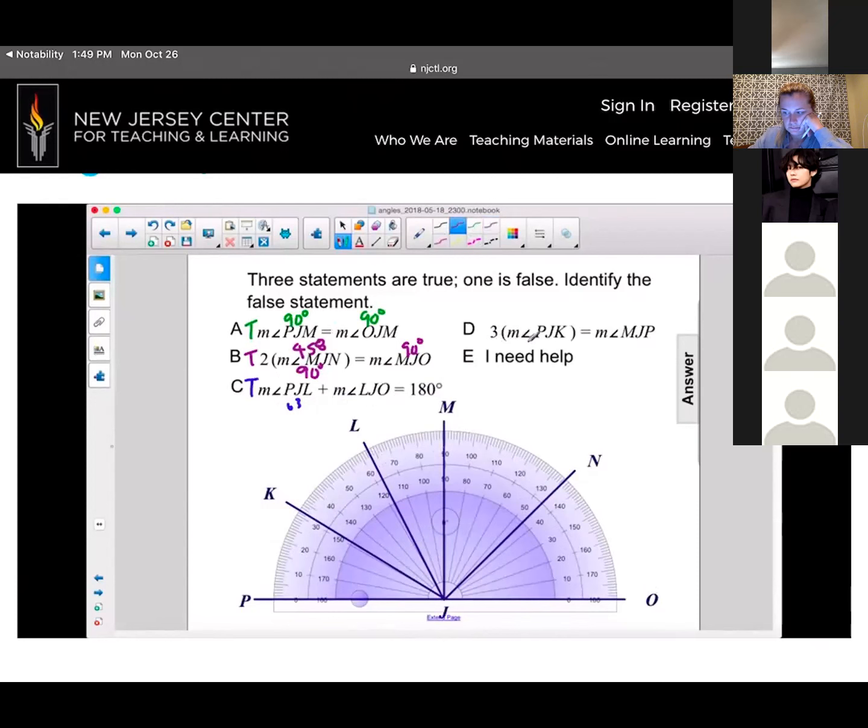3 times the measure of angle PJK. PJK, that is 32. So 32 degrees times 3 is 96 degrees equals the measure of angle MJP. MJP is 90 degrees. 96 does not equal 90. The answer here is D.